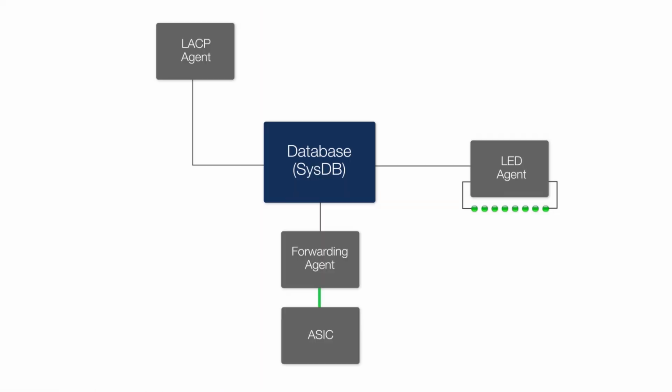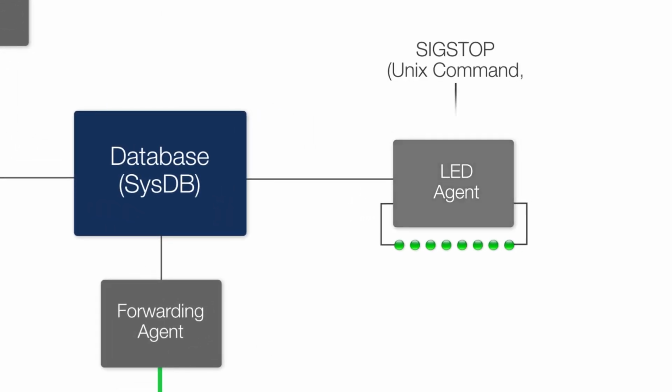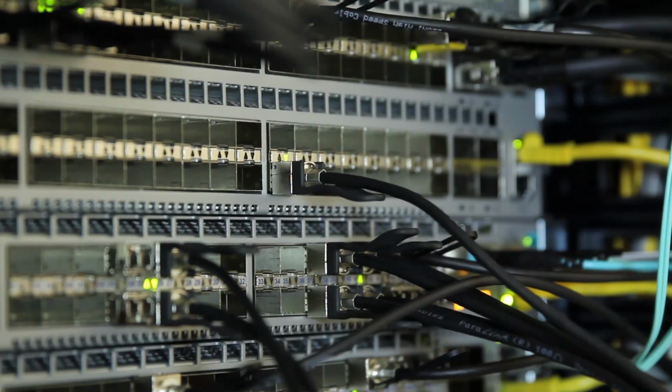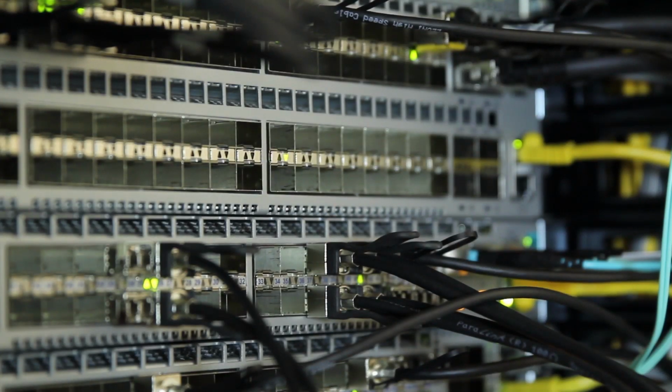So that's how things work when everything's going well, but what about when the box encounters a problem? Suppose Dr. Evil logs into our box and sends the LED agent a SIGSTOP signal. This is a Unix signal that prevents the process from executing any more instructions at user level, effectively introducing a hang into the system. What's going to happen? Well, the administrator can go to the box and pull a link, and what you'll see is that the link LED stays green. And this looks pretty bad, right?